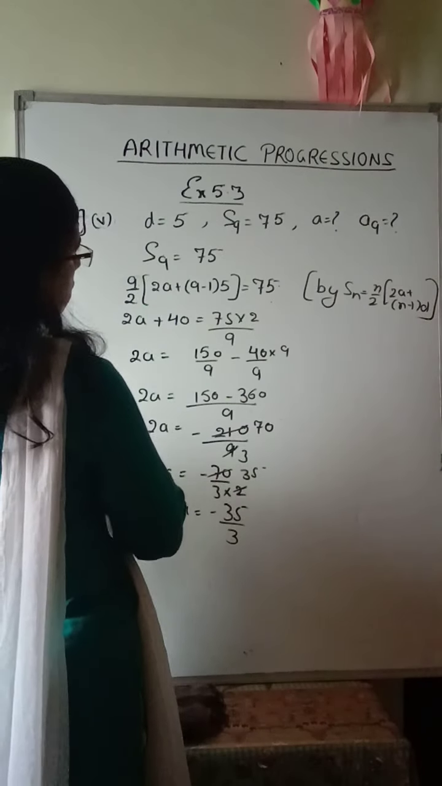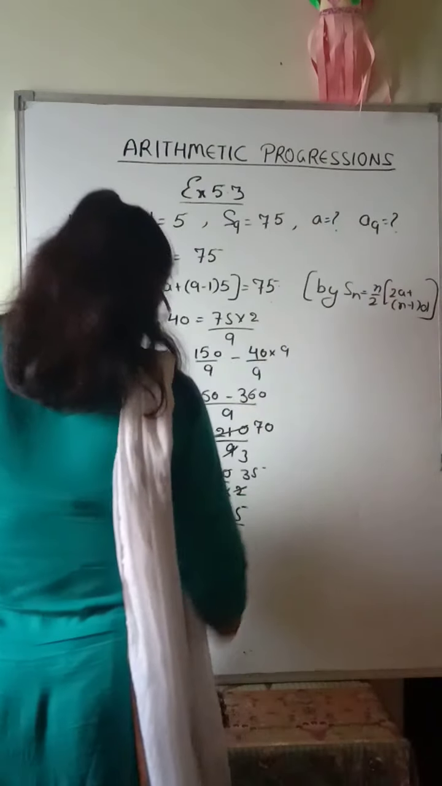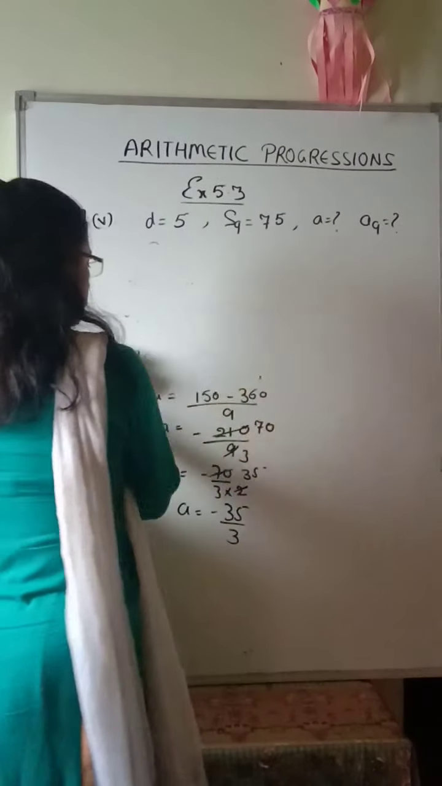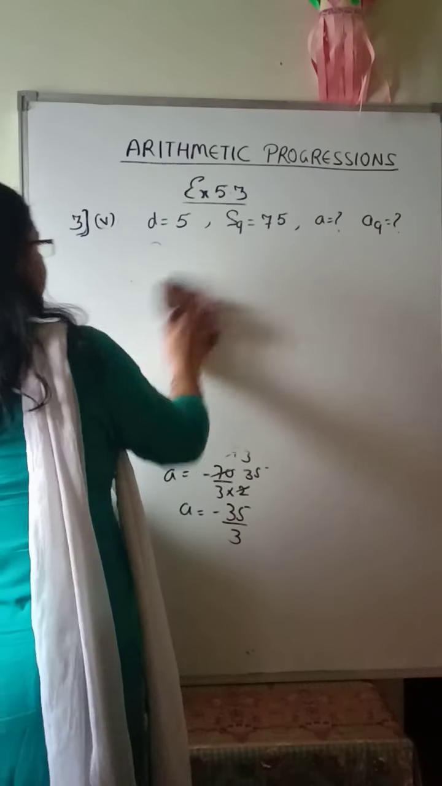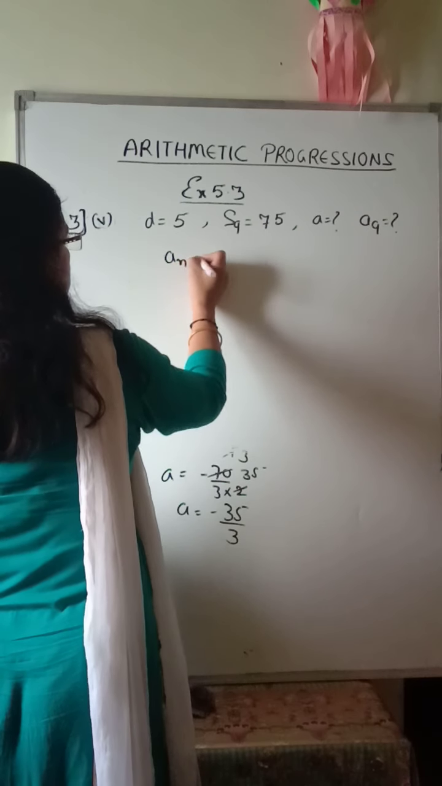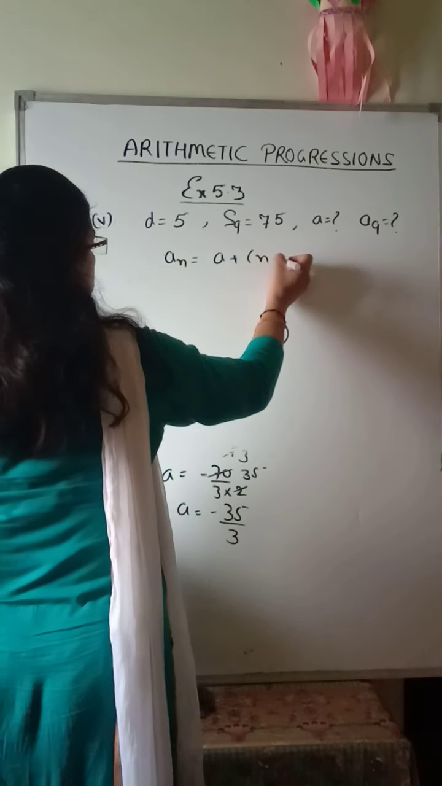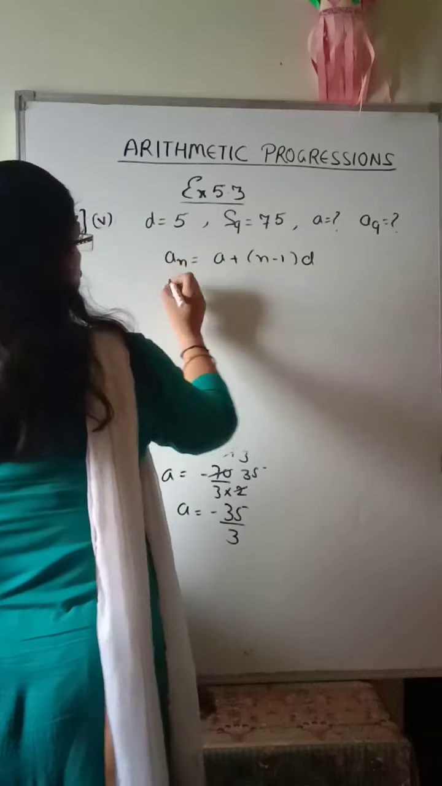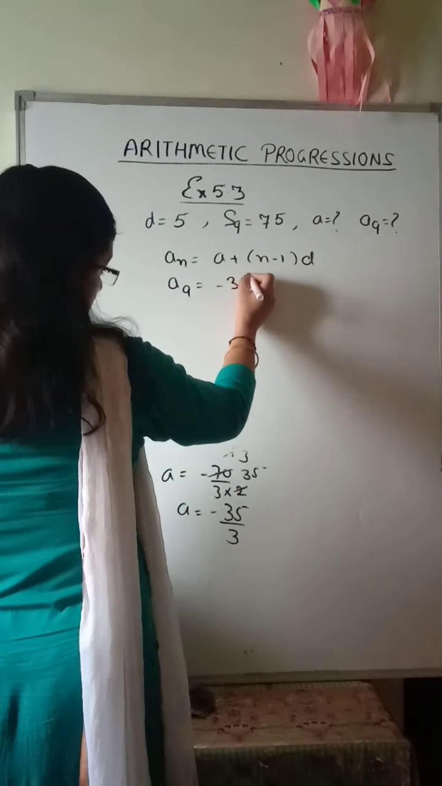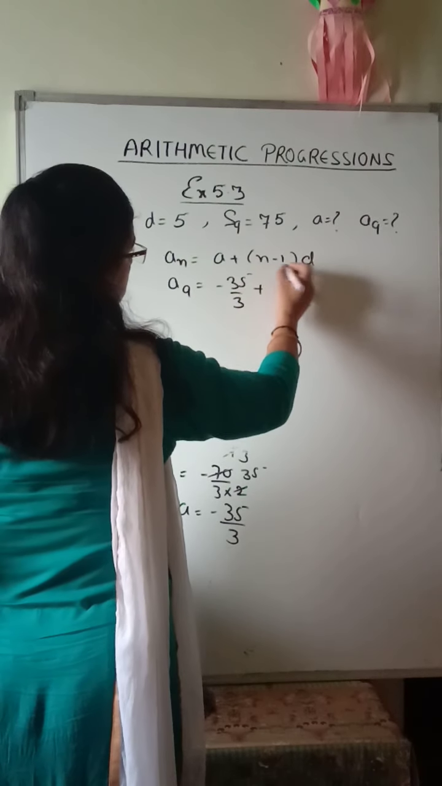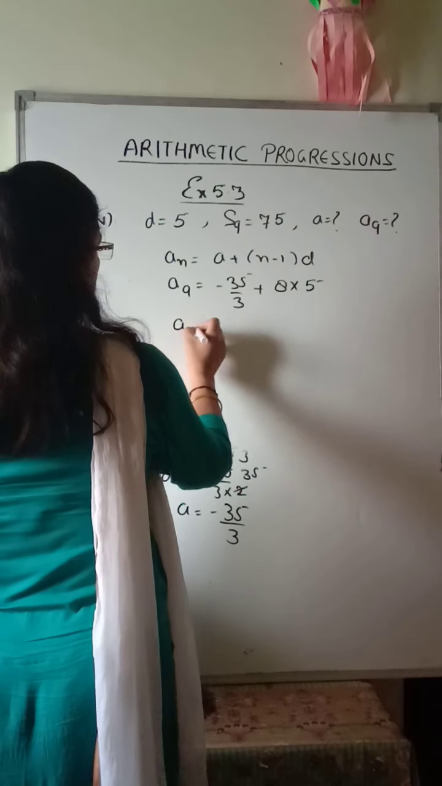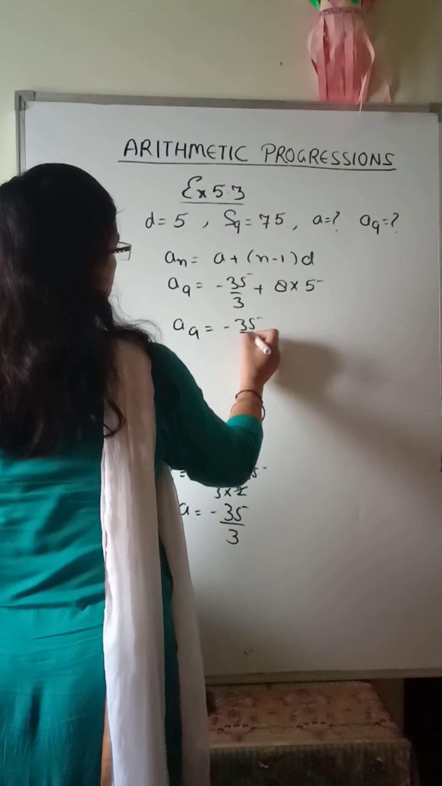Okay. So we got this. Now we got a. Now what do we want? A ninth term. Okay. So now what will we write? We will write the very first formula, a nth term equals to a plus n minus 1 into d. In the place of n I should write 9. A ninth term is equals to a, minus 35 upon 3, plus 9 minus 1, 8. D is 5. Okay. So now a ninth term equals to minus 35 upon 3.